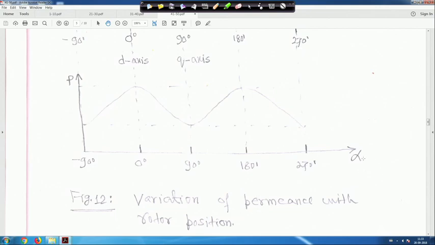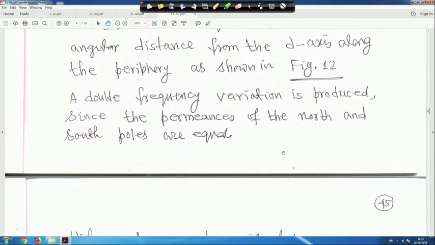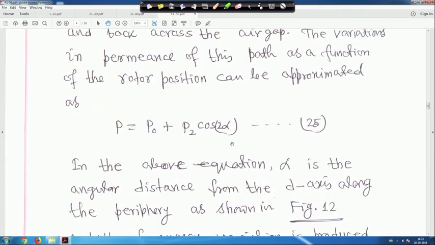So this is your alpha. That is why we have taken P equal to P0 plus P2 cos 2 alpha as an approximation. The derivation and other things we are not going into in this course. We have assumed that this is valid; it is valid actually.